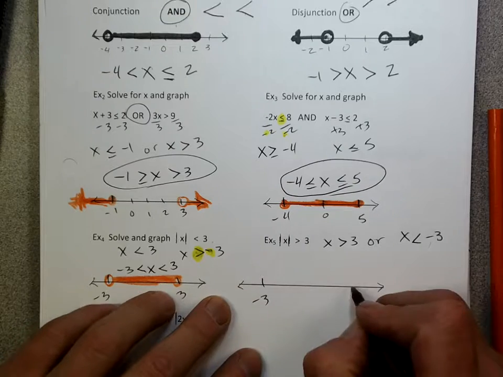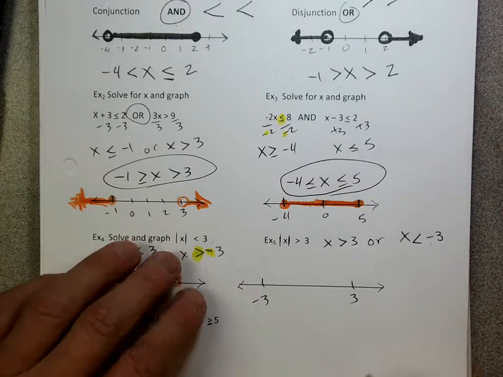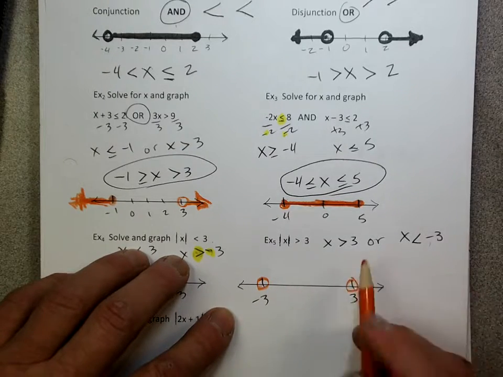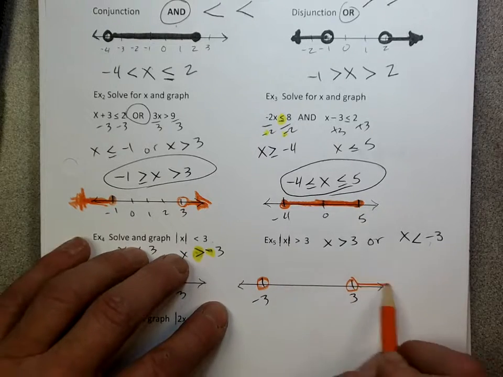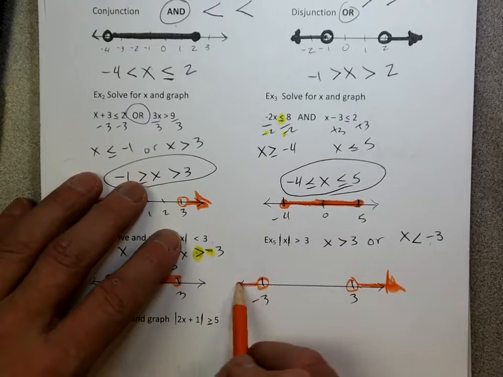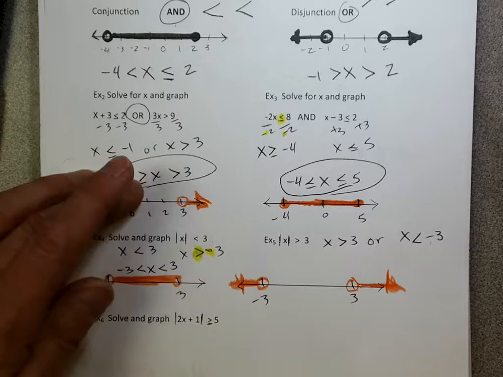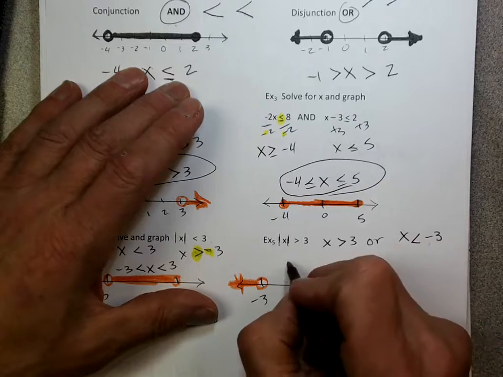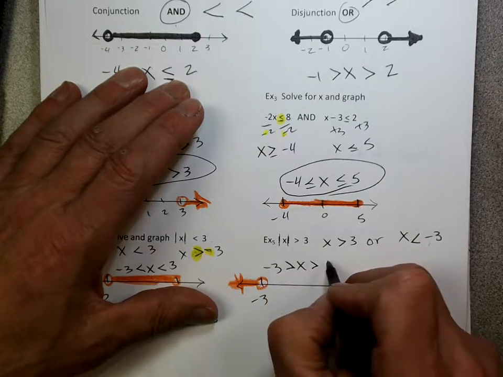Negative 3, 3, right? We're going to go open circle, because there's no little equal sign, right? To be greater than 3, that goes that way, doesn't it? Greater than 3 is definitely that way, okay? To be less than negative 3, that's got to go that way, okay? Now, if I want to write it as one statement, I would simply do it like this. Put x in the middle, greater than negative 3, 3.